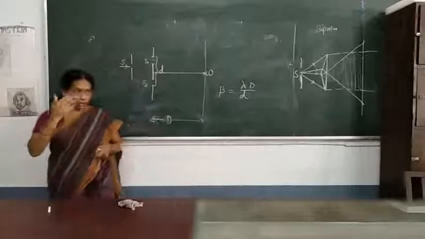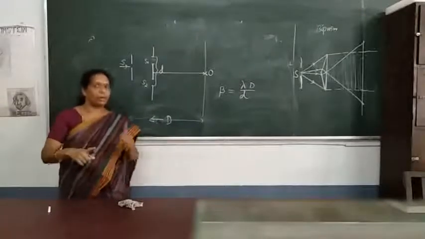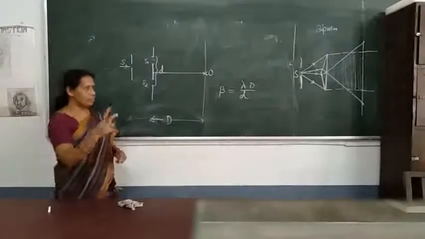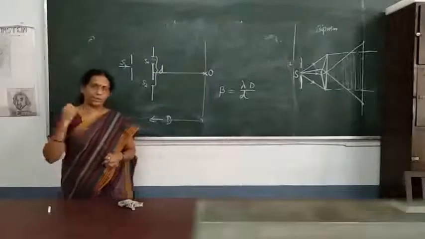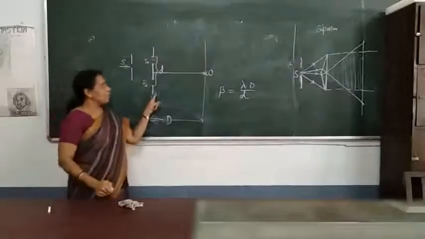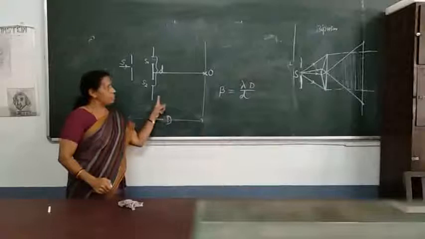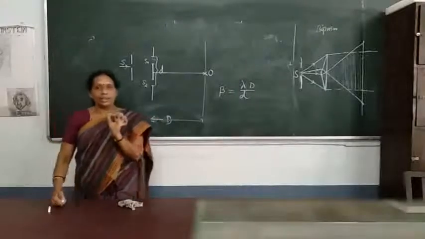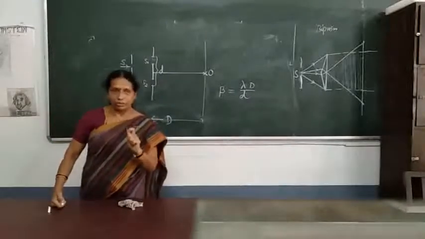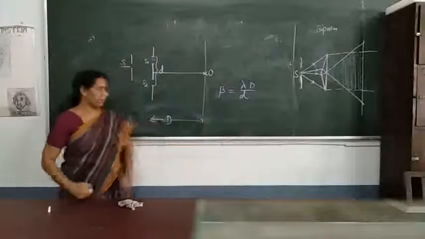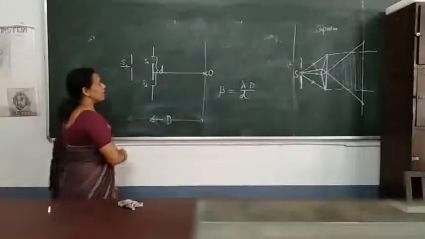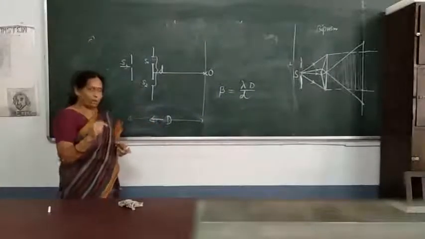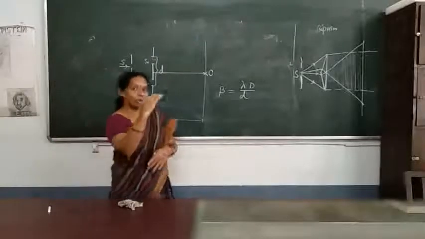So, one has to derive the coherent sources from a single source. The two methods are division of wavefront and division of amplitude. The double slit is an example of deriving coherent sources by the method of division of wavefront. See here, in this method, a wavefront is divided into two equal parts.